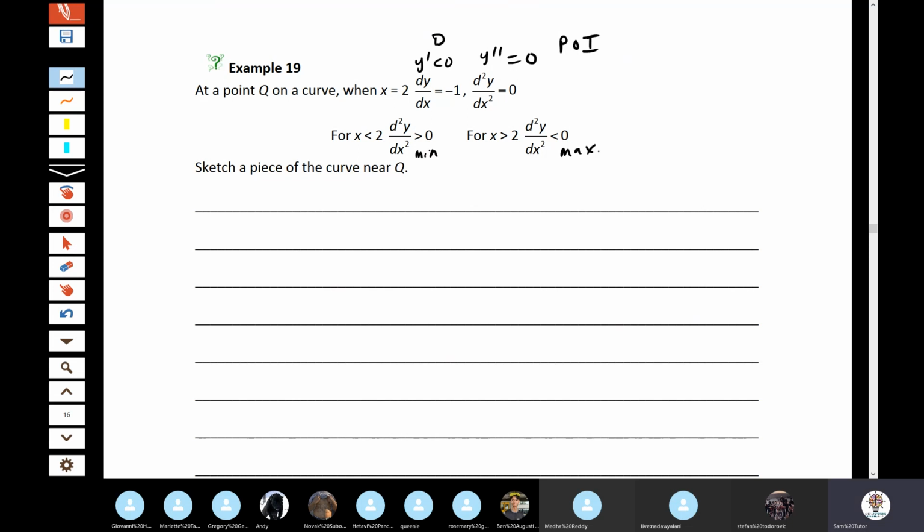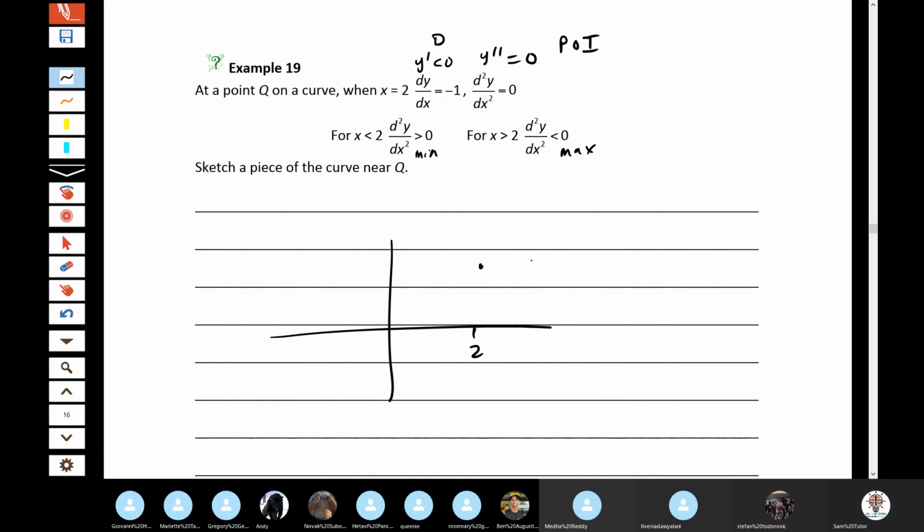You can't say increasing and decreasing. What word do we use for increasing and decreasing? Y dash, not double dash. Good. All right, here we go. Interesting. So it's going to be decreasing at 2 and a point of inflection. Did I give you the y value? So does the y value matter? Good. It doesn't matter. You pick somewhere.